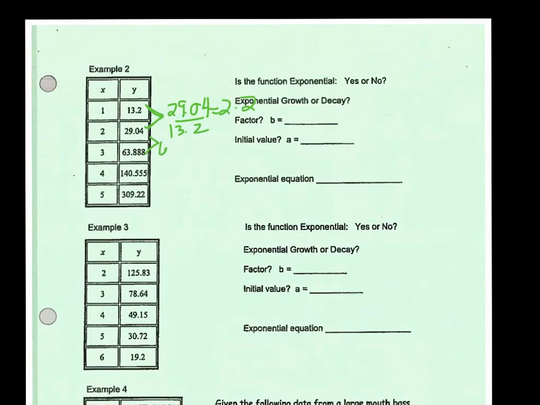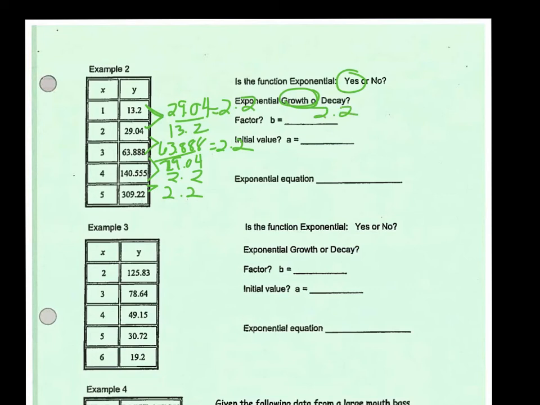If I divide backwards again, 6.388 divided by 29.04, I get 2.2 again. And if I divide backwards again, I get 2.2. So this is exponential because I'm multiplying by 2.2 every single time. And since the numbers are getting bigger, that tells me it's growth. The factor, what I'm multiplying by each time, is 2.2.